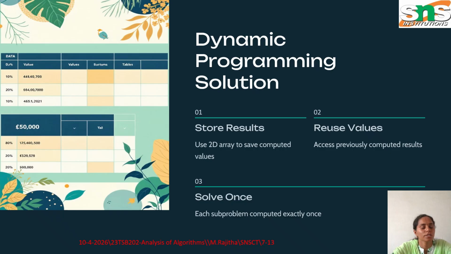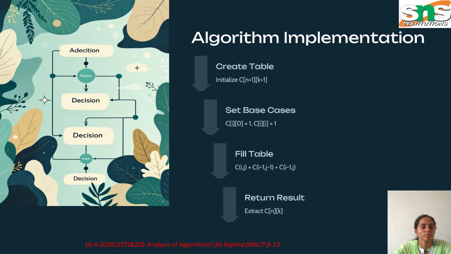Dynamic programming solution. Dynamic programming solves this problem efficiently by storing results, reusing values, and solving once. Storing results: we store computed values in a table. Reusing values: instead of recomputing, we reuse stored values. Solving once: each sub-problem is solved only once. This avoids redundancy and improves performance significantly.